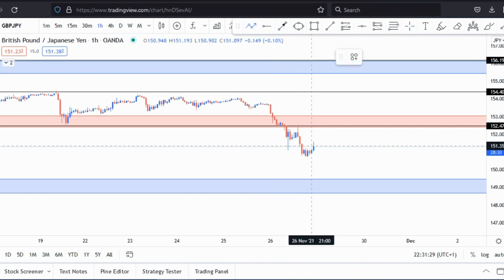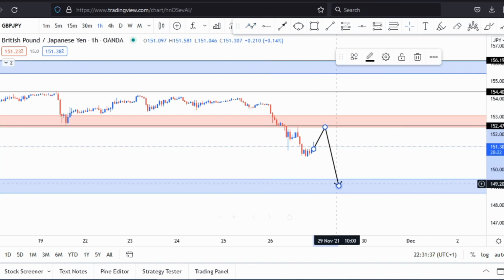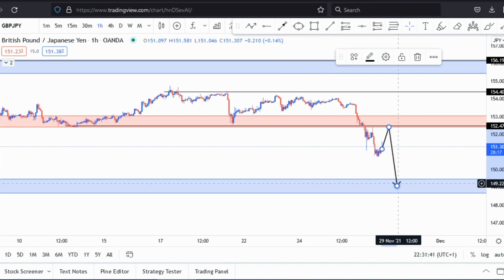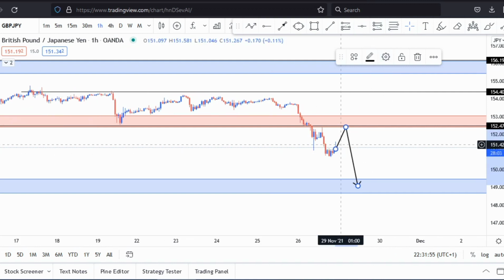The market price could still get up into this area here before going all the way down into this zone. But I'm expecting price to continue down into this zone, and this area here, between the 1.4 level and the 1.49 level, is an area where we'll be looking to take a buy trade. All right, so for now, all we need to do is wait and see how price reacts.